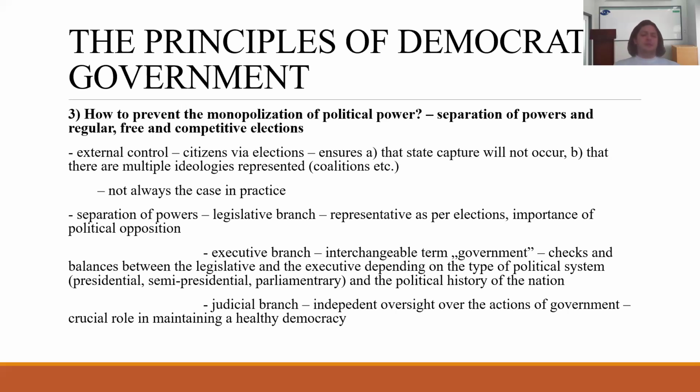The second element of control is internal control, checks and balances within the system. In other words, separation of powers into three different branches. First is the legislative branch, embodied in the parliament. The parliament is the one that creates laws. The parliament is supposed to be representative as per election. The distribution of seats in the parliament is supposed to reflect the will of the people as it was demonstrated in an election. The existence of political opposition in parliament is crucial.